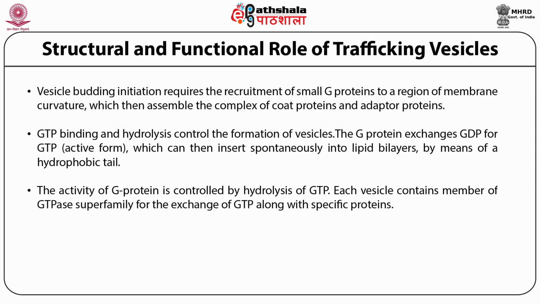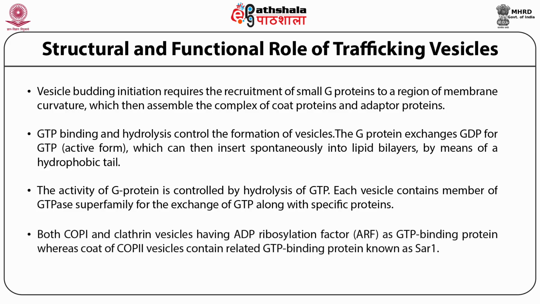Each vesicle contains members of the GTPase superfamily for the exchange of GTP along with specific proteins. Both COP1 and clathrin vesicles have ADP ribosylation factors, which we call the ARF factor, as GTP binding protein, whereas the coat of COP2 vesicles contains a related GTP binding protein known as SAR1.